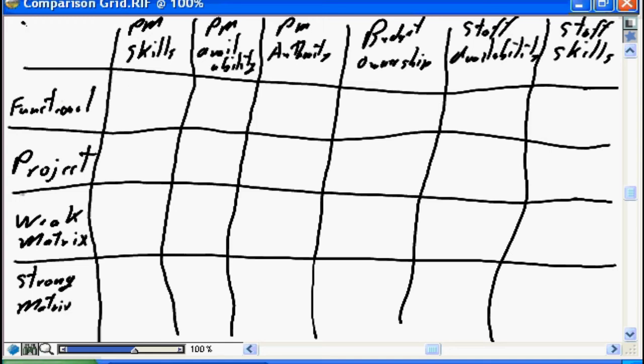In order to compare the pros and cons of each of these organization structures, functional versus project versus a weak matrix versus a strong matrix, I've put together this comparison grid where we're going to compare skills of the project manager, availability of the project manager, the authority of the project manager, who has budget ownership, i.e. who has the power to influence and impact the project's success, the availability of staff for the project, and the availability of specific skills for the project. And we'll fill in this grid for each one of our various project organizational structures.